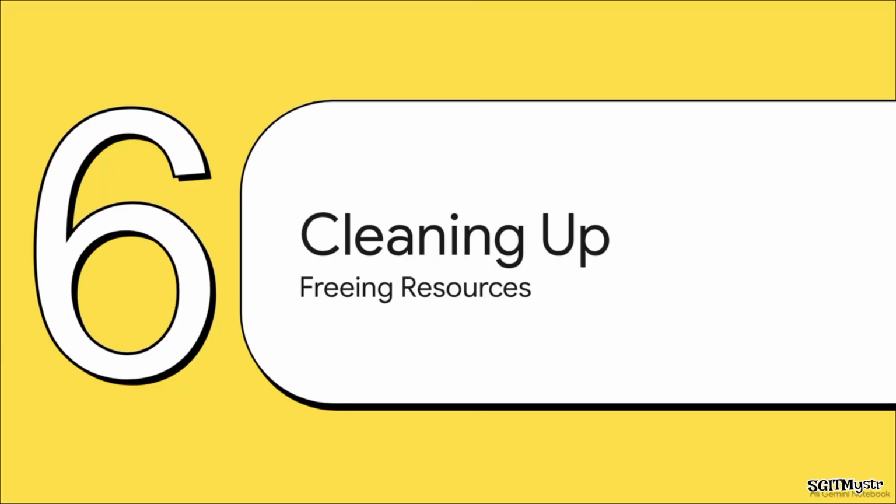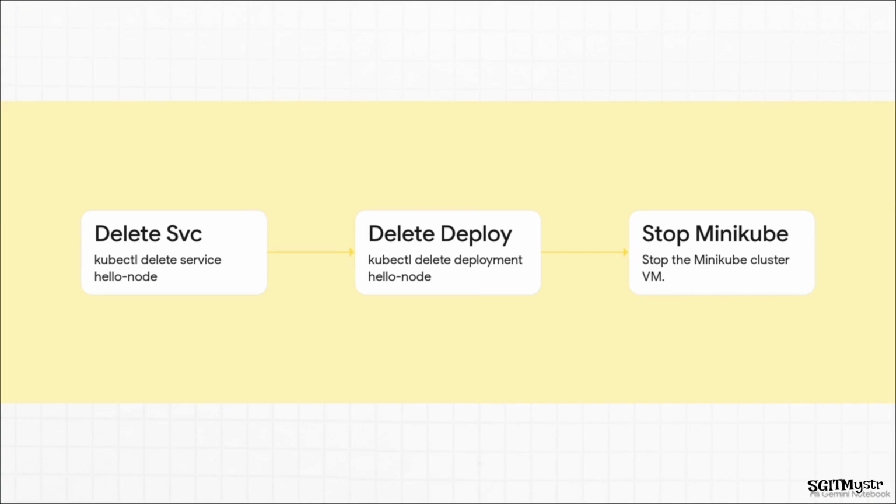Finally, Section 6, Cleaning up your resources. Our application's journey for this explainer is complete, so let's practice some good cluster hygiene and clean up our environment. It's a really fast 3-step teardown sequence. We safely delete our load balancer with kubectl delete service, remove the application pods with kubectl delete deployment, and gracefully shut down the Minikube virtual machine using minikube stop.